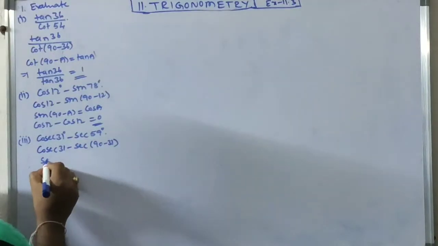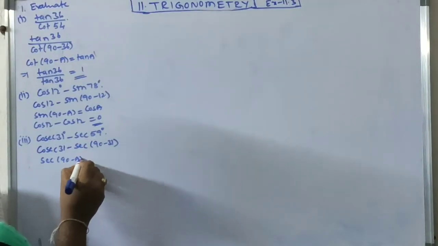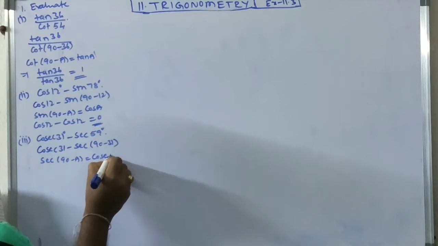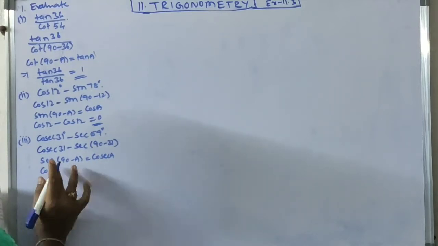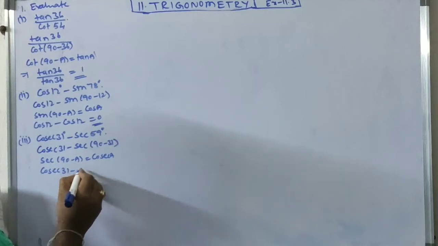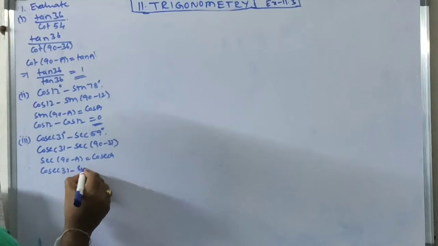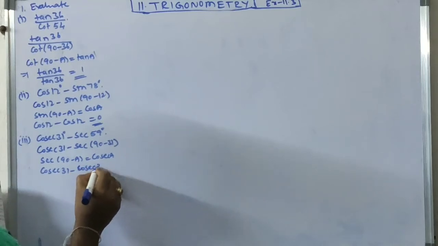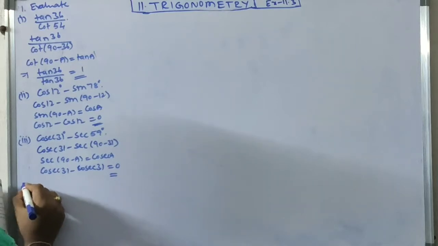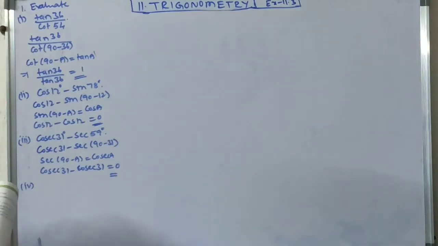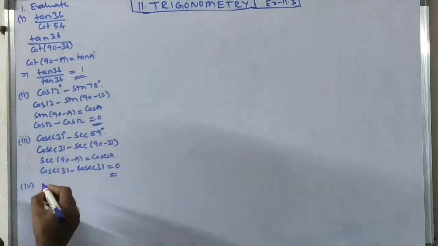So sec of 90 minus A equals cosec A. So cosec 31 minus, this sec will become cosec 31. Cosec 31 cancels, we will get 0. Next, the fourth question is sin 15 into sec 75.